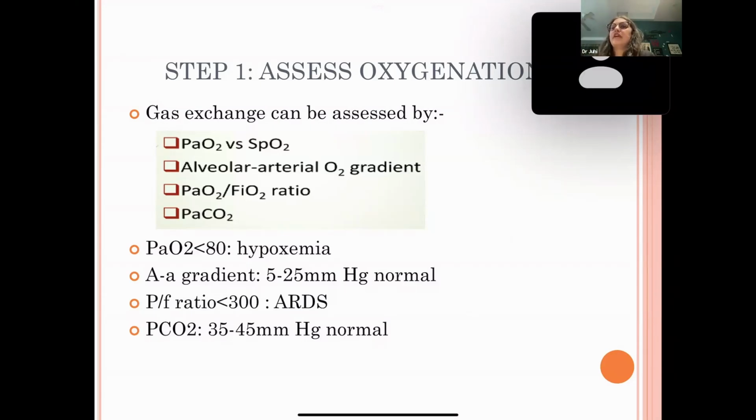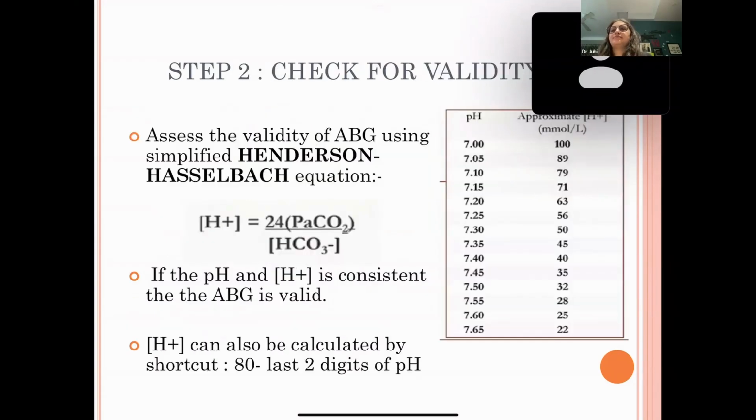Okay. PF ratio. This you might have heard in ARDS. This is very important. And SpO2. Okay. So any PO2 levels, if you see in the ABG going below 80, it's called hypoxemia. We have a mild, moderate, severe grading. 60 to 80 is mild, 40 to 60 is moderate, and less than 40 is severe hypoxemia. Okay. A-a gradient 5 to 25 is normal. PF ratio less than 300, we have again ARDS categories, and PCO2 35 to 45 is normal.